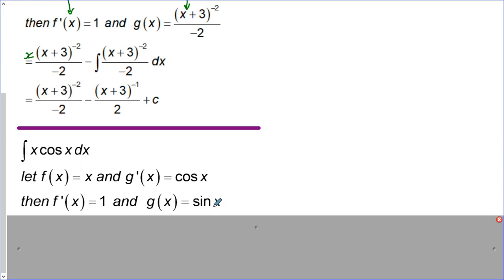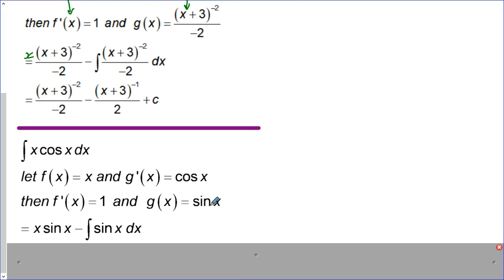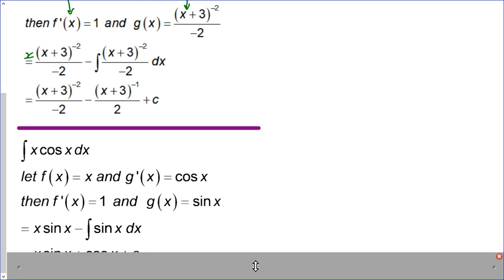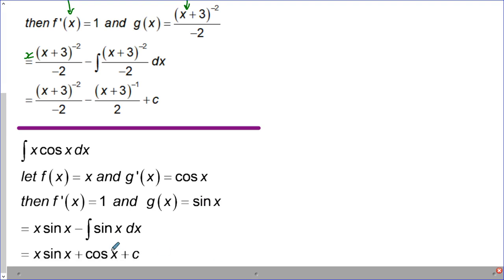Again, I'm going to plug them into the formula, which says that the answer is going to be f of x times g of x, in other words, x sin x, minus the integral of g of x times f dashed of x. So that's that. And now I've got to integrate sin x. And remember, the integral of sin x is actually negative cos x. Final answer of x sin x plus cos x plus c.